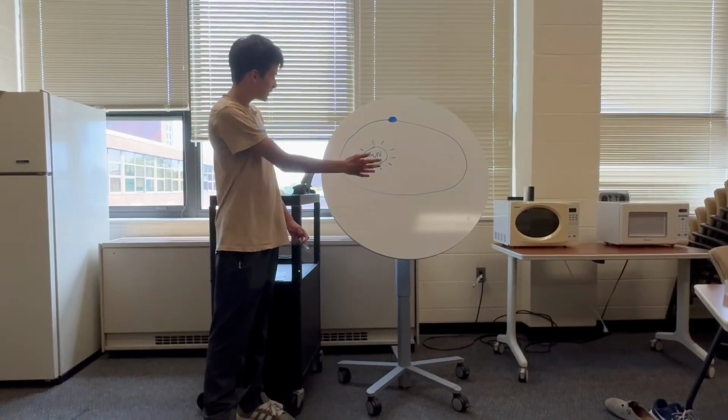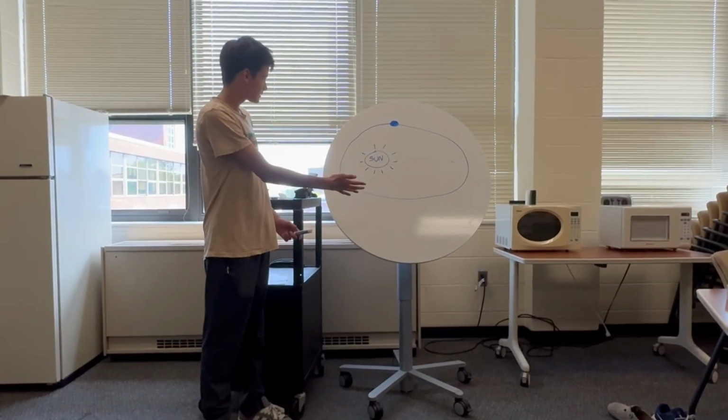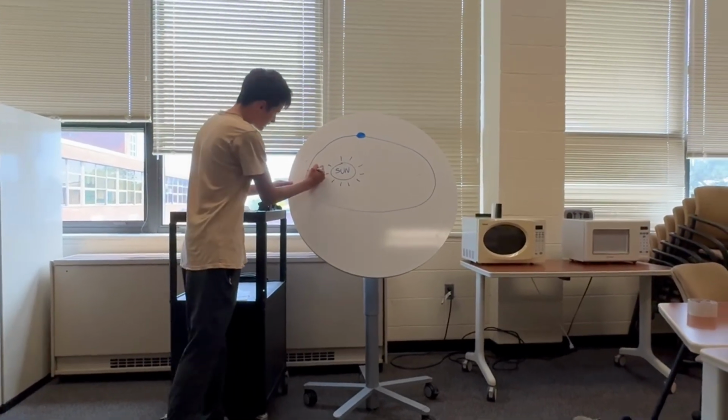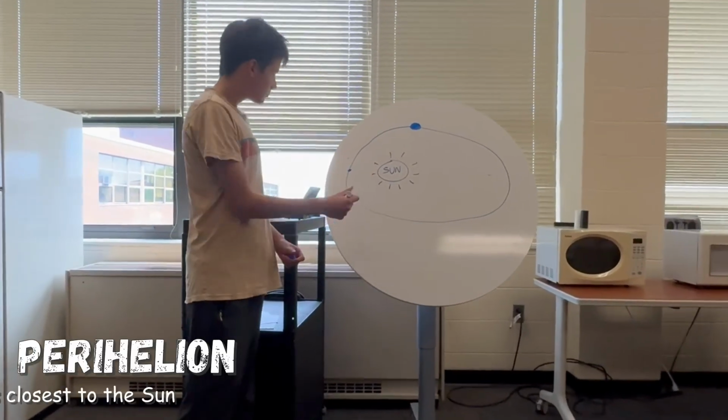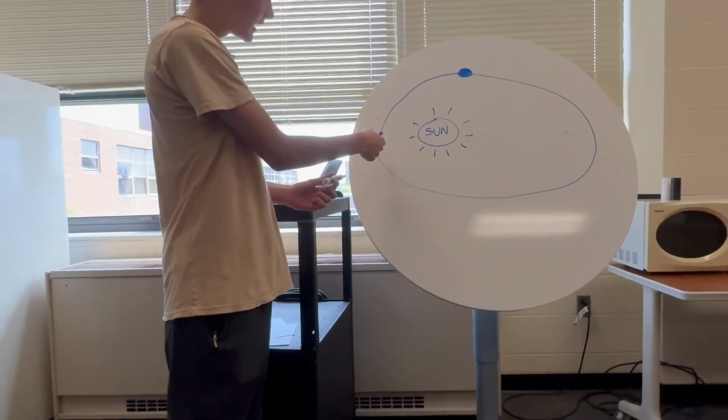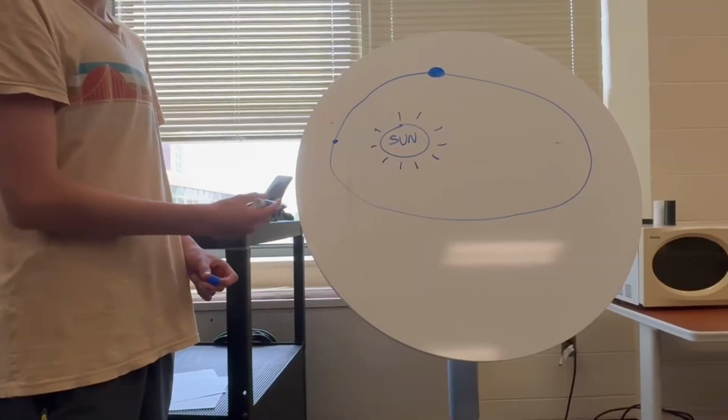Here's the path of a planet around the sun, and you would notice it takes the form of an ellipse. But there are some pretty significant points. Right here is the perihelion. That's the point where it's closest to the focus, or in this case the sun. This is where the planet actually moves the fastest in its orbit.